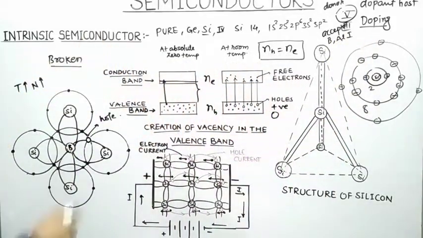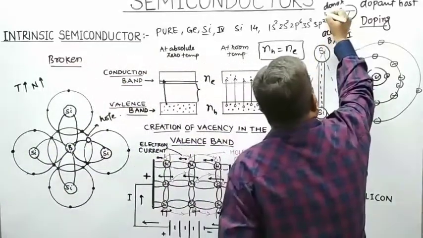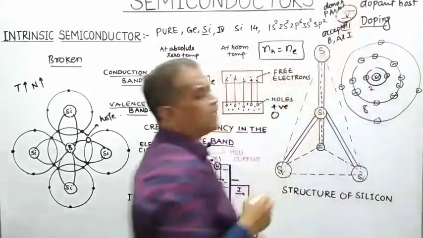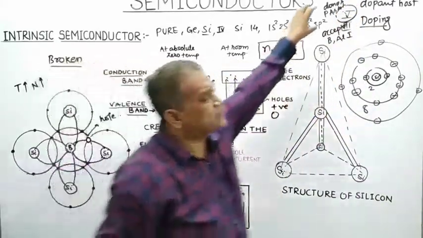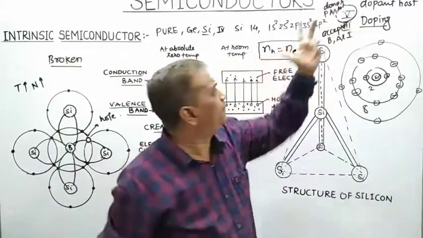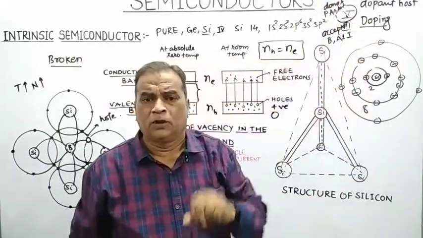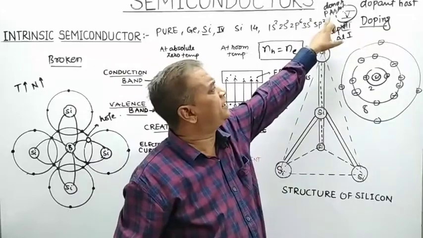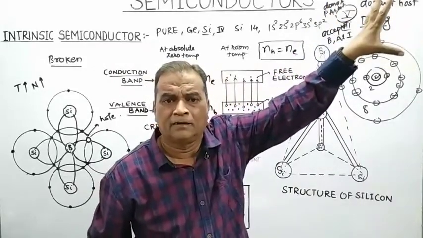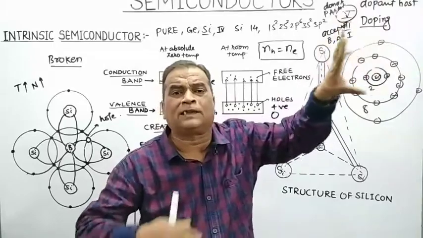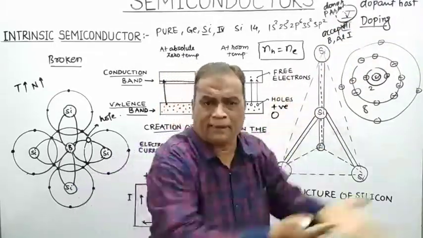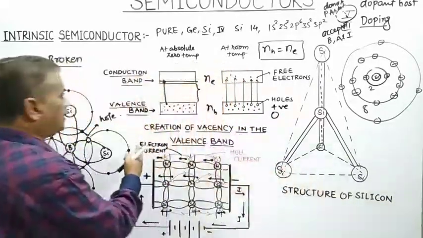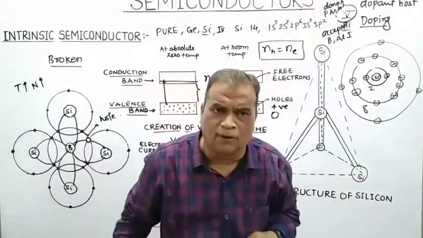And as far as the donor type of impurity is concerned, it is phosphorus or arsenic or what? Antimony. Phosphorus, arsenic or antimony. These are donor impurities. They belong to fifth group of periodic table. They are pentavalent impurities, and because they donate one free electron to a pure semiconductor, that's why that impurity is called donor impurity.